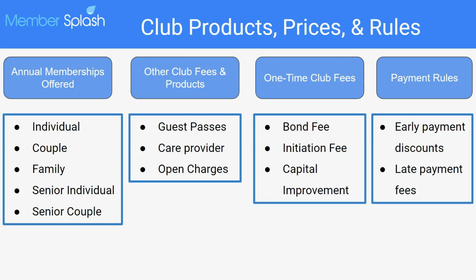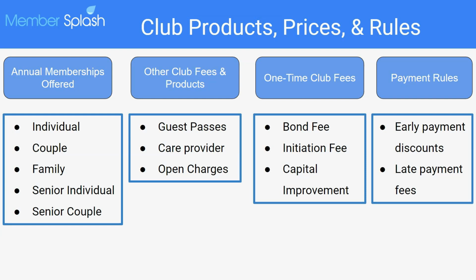So under club products, prices, and rules, obviously we need to understand more about the annual memberships you offer. For example, individuals, couples, families, senior individuals, senior couples. We have a lot of experience with these different types of membership or account types within the MemberSplash system. We've built in a lot of flexibility to address your specific needs.